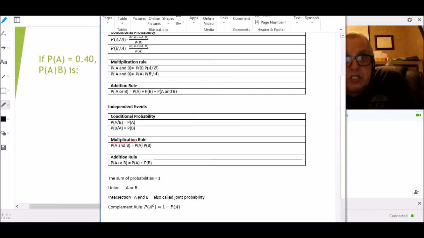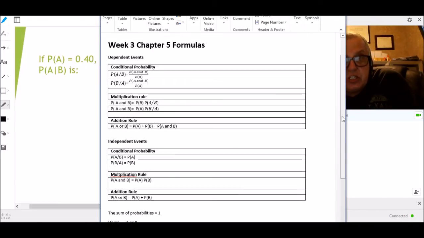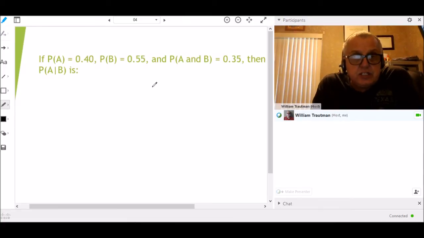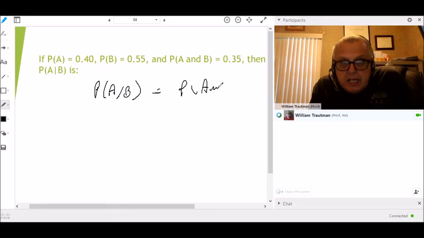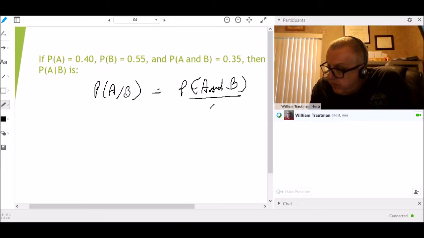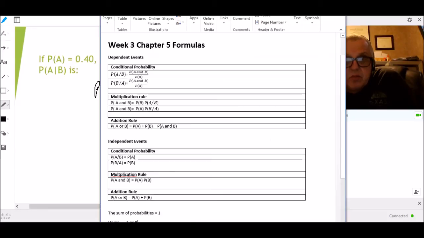So I'm going to look at my formula sheet, and in the conditional probability section, it says the probability of A given B is the probability of A and B over the probability of B. You see, it says the probability of A given B equals the probability of A and B. It's supposed to be and, over the probability of B.